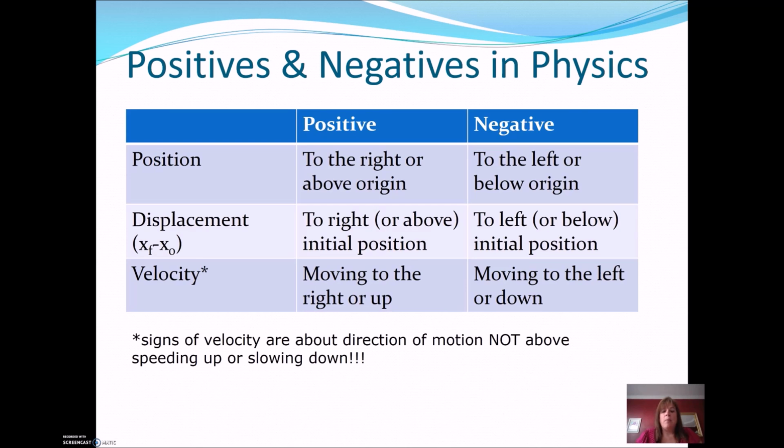Velocity is the one that'll mess you up because kids seem to think that a negative velocity means I'm slowing down. That is not true. Velocity is positive if you are moving in the positive direction, which means you are moving to the right or up. A negative velocity is if you're moving in the negative direction, which would be to the left or down. So velocity signs are not about speeding up or slowing down. It's about which way are you moving.